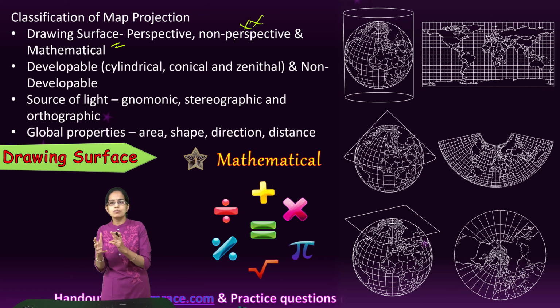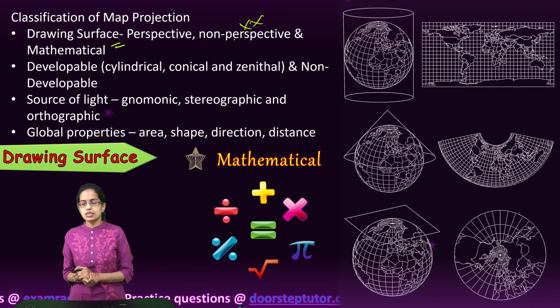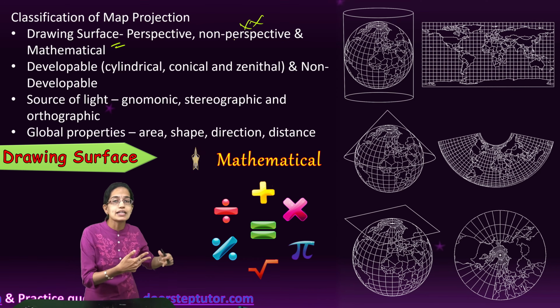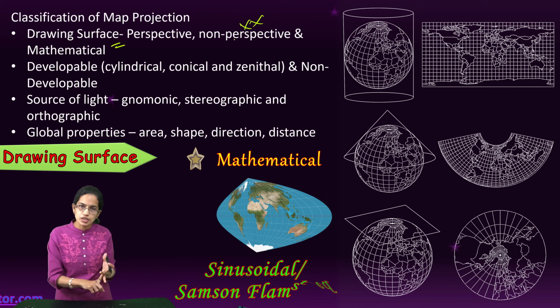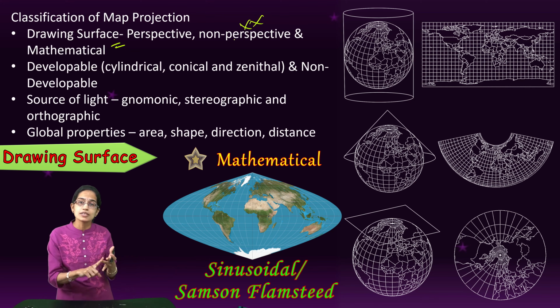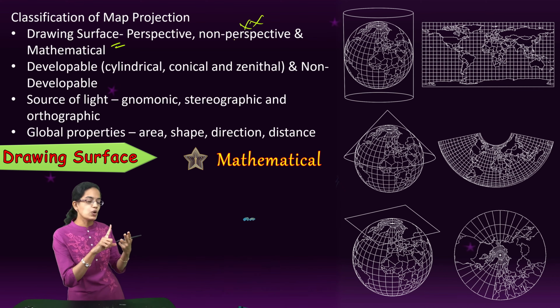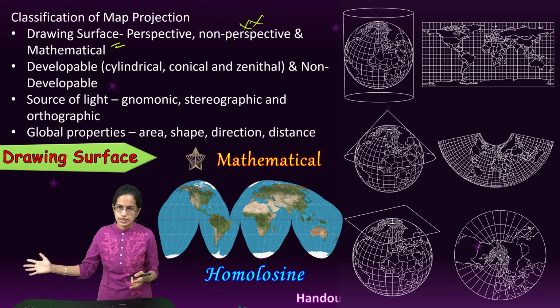The last is mathematical or conventional projections. Now these were some of the most ancient kinds of projections, and these were based on mathematical calculations. Good examples are Mollweide projection, sinusoidal projection, which is also known as Sanson-Flamsteed projection, and then you have Homolosine projections, as you can see here.